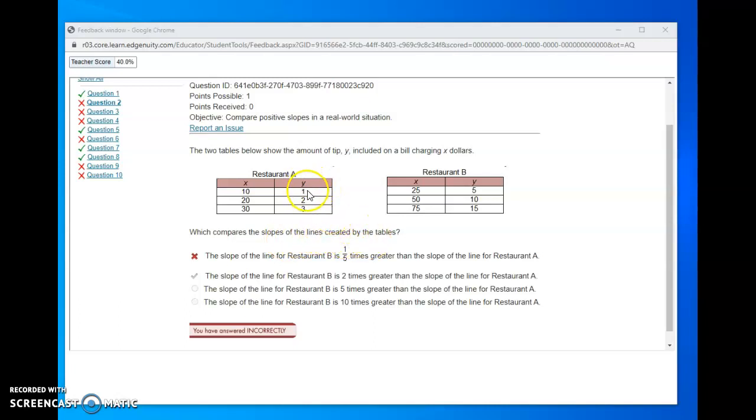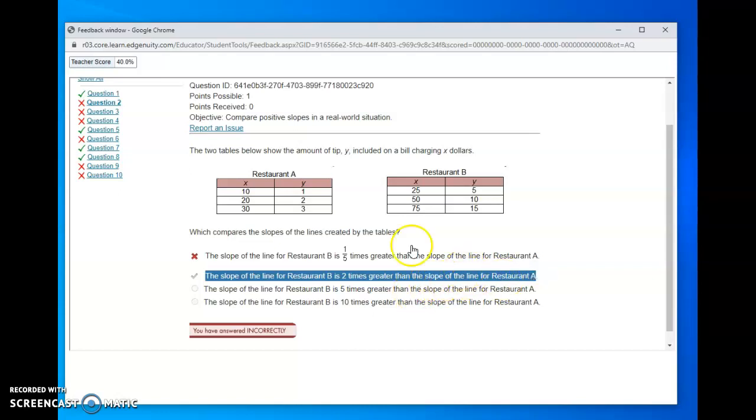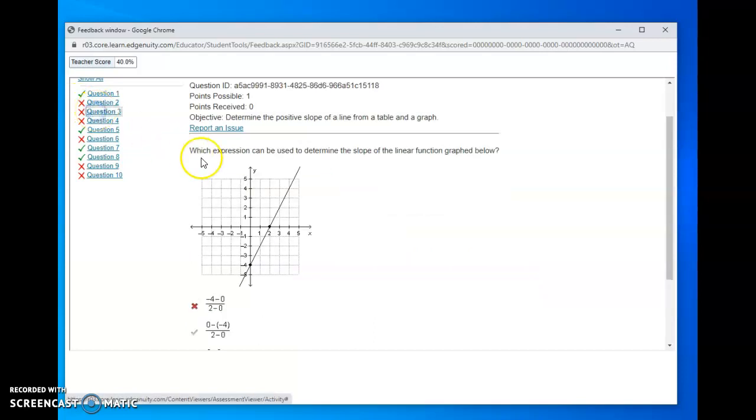So first we have to figure out the slope. Remember, if you figure out the slope, it's pretty much y divided by x. So here it's 1 over 10, and here it's 5 over 25, which we can simplify to 1 over 5. So restaurant A is 1 over 10, restaurant B is 1 over 5. So the correct answer is that B's slope is twice as great as the slope for restaurant A, because 1 over 5 is twice as big as 1 over 10.